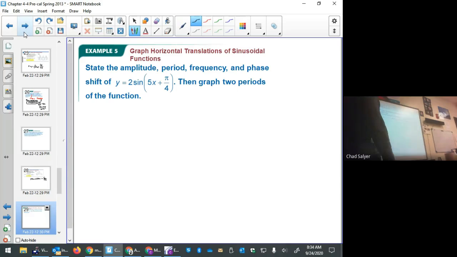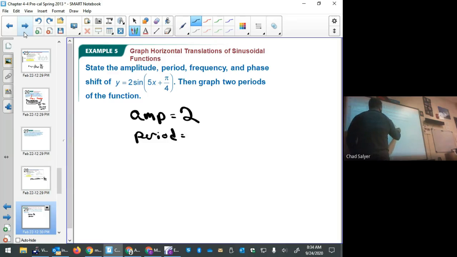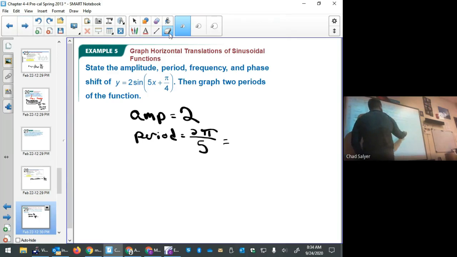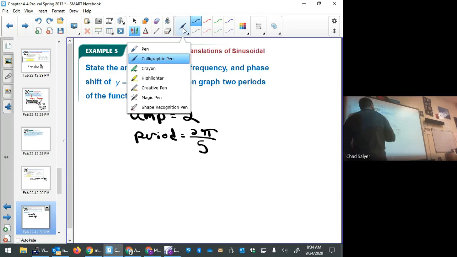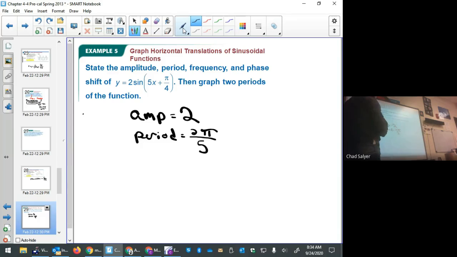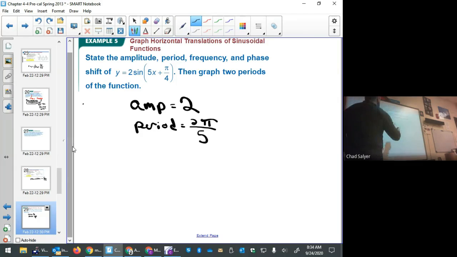So here's one. State the amplitude, period, frequency, and phase shift of the following. Then graph 2 periods of it. So the amplitude is going to be 2, the absolute value of 2. The period is going to be 2 pi divided by the absolute value of b, which is 5. So that's 2 pi over 5. No simplification necessary. And then frequency is next. So the frequency is going to be 5 over 2 pi.